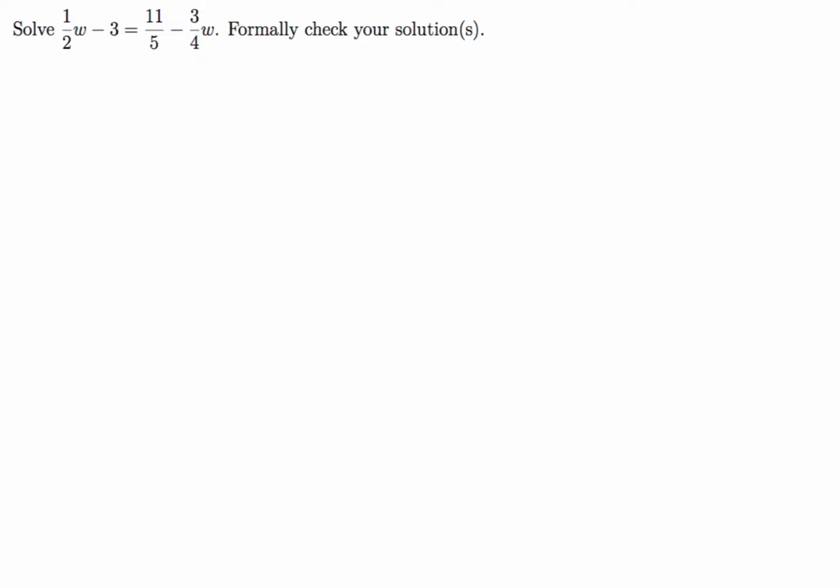Now it's your turn to try the example solving 1/2 w minus 3 equals 11/5 minus 3/4 w. Stop this video, take a moment to solve this equation in your lecture outline packet, and then return to the video to check your answers.